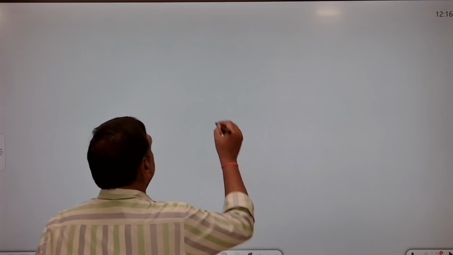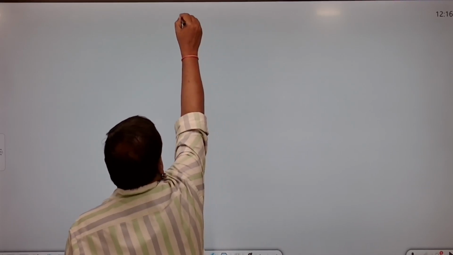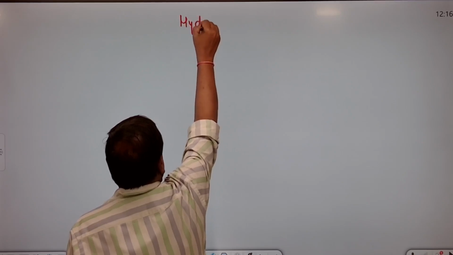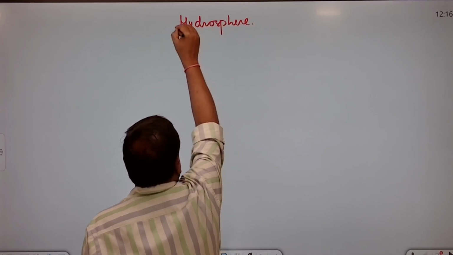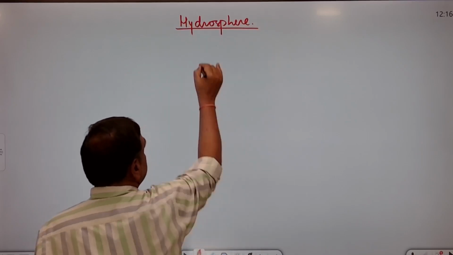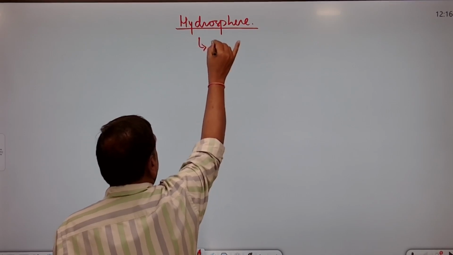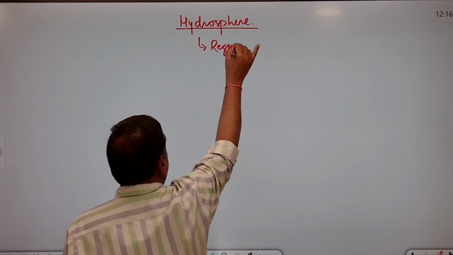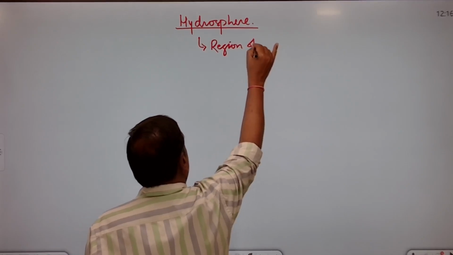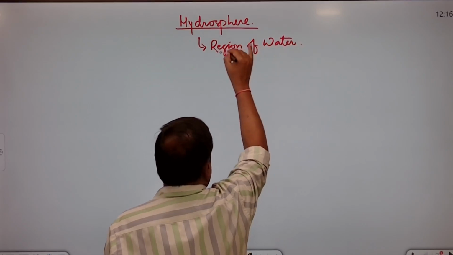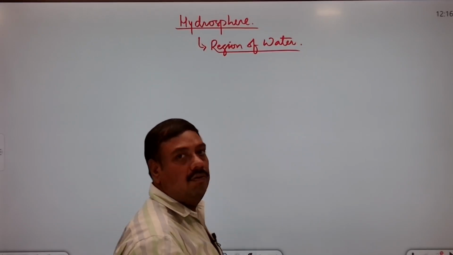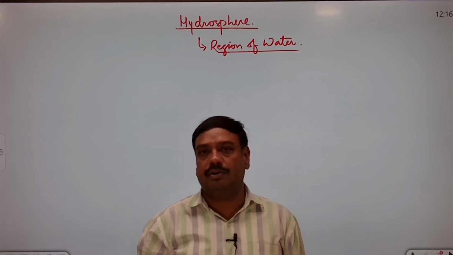Okay. See, when we say hydrosphere, all of you know, hydrosphere means the region of water. Hydro means water, so the region of water is called as hydrosphere.